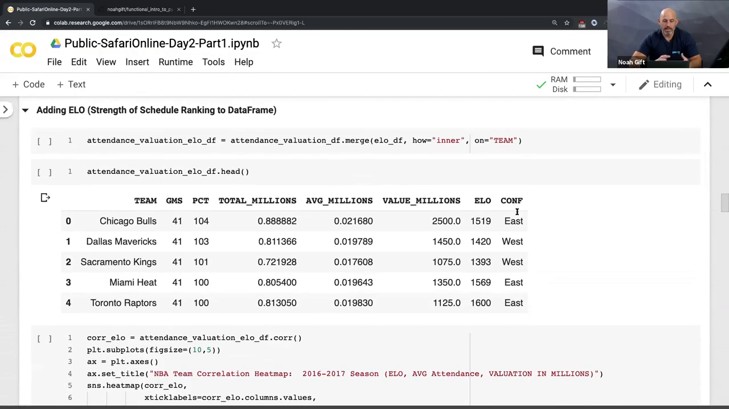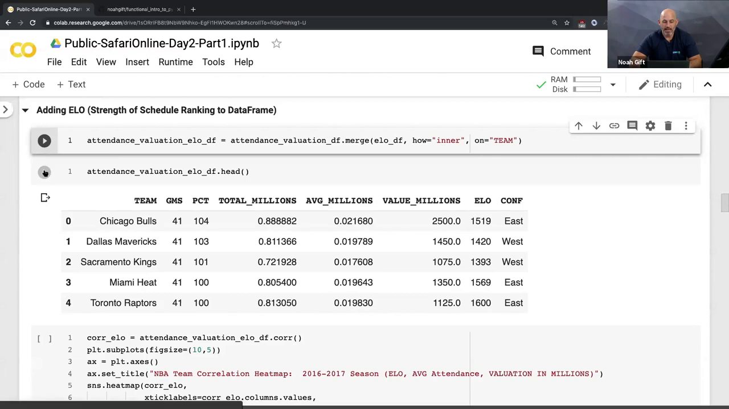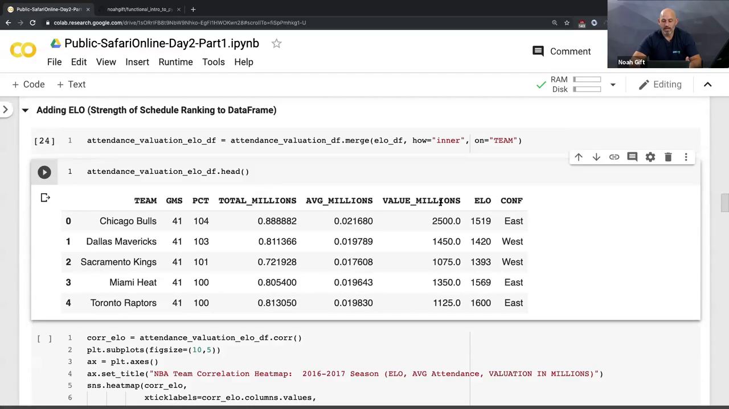What we can do is take that fancy metric ELO, which you would think would be a really good metric to add, which is how good a team is relative to another team. My assumption would be that we know that the attendance is driving the valuation of a team. How about how good they are? Does that drive the total valuation? So let me add that in, and now I have yet another feature that I can use.